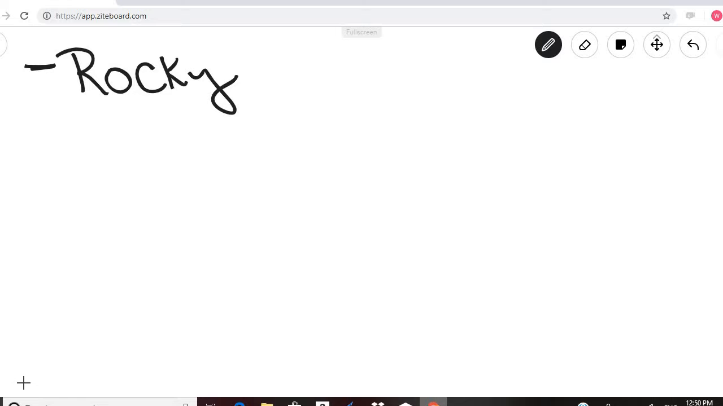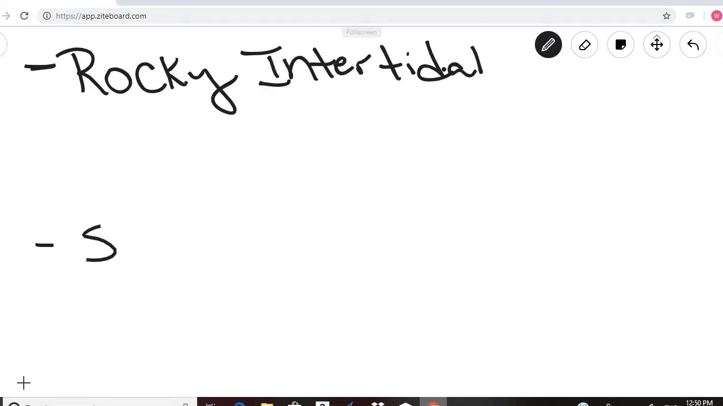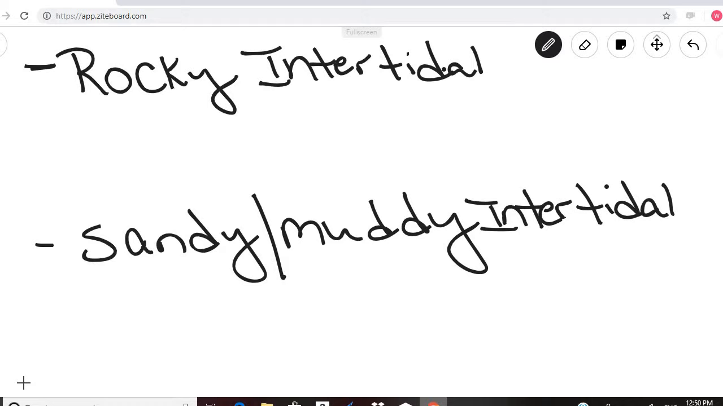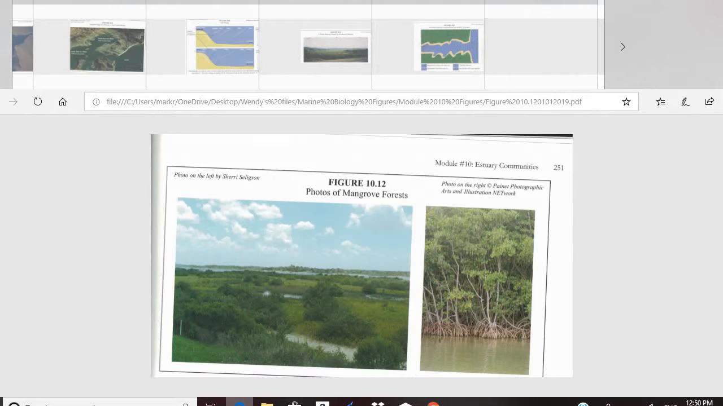So generally, when we think of the intertidal zone, we think of two main types. There's the rocky intertidal zone, and then the other one is a sandy, muddy intertidal zone. So let me show you a picture of each of those so that we can get an idea of those.